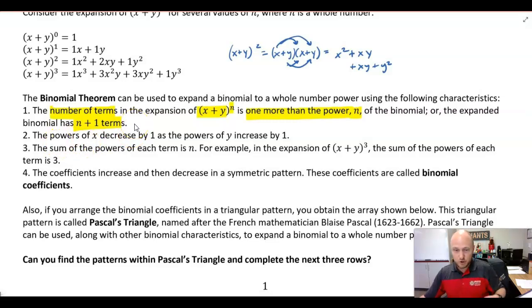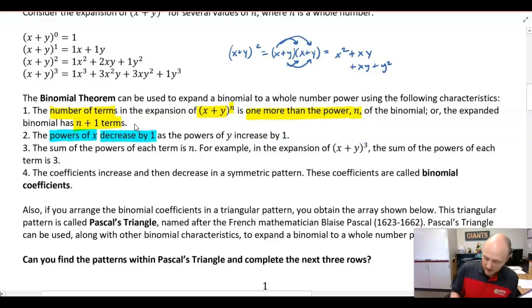Very good. Number 2, the powers of x are going to decrease by 1 as the powers of y increase by 1. So you'll notice that, and this builds on the idea that if it's x plus y squared, your first term is going to be x squared, and your last term is going to be y squared. But notice the powers of x in between. My powers of x are going to decrease by 1.